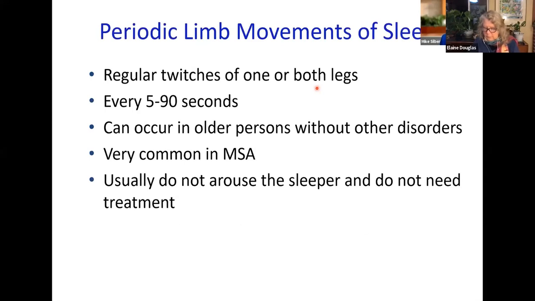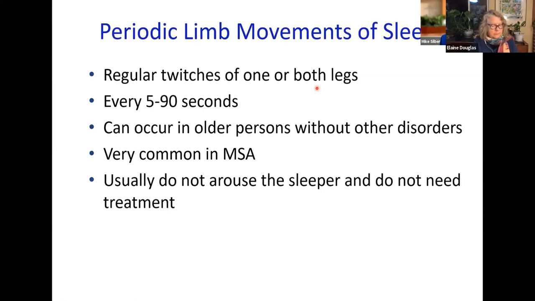Well, the other type of movement disorder that we see in multiple system atrophy is something called periodic limb movements of sleep. And that's quite different from RBD. It happens in non-REM sleep as well as REM sleep. And it's very gentle. It's generally just small, regular twitches of one or both legs occurring every 5 to 90 seconds during parts of the night. Can be bigger movements, but generally it's not.